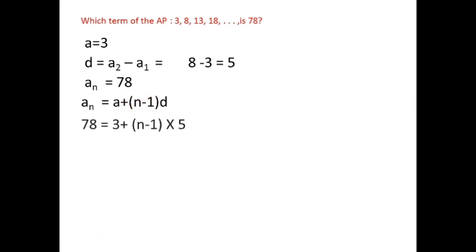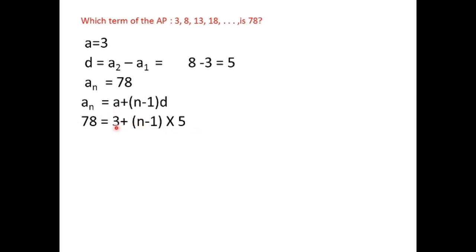If you substitute here, we know that an means 78 and a value is 3. n value we don't know. (n minus 1) into d value is 5. Is it clear? Therefore 78 equals 3 plus (n minus 1) into 5.